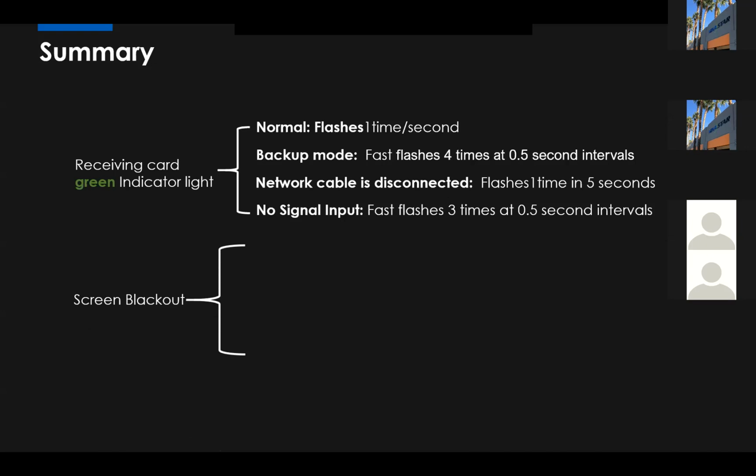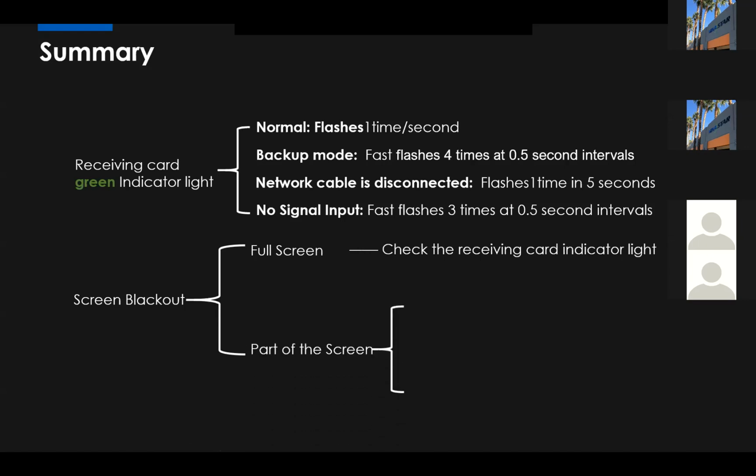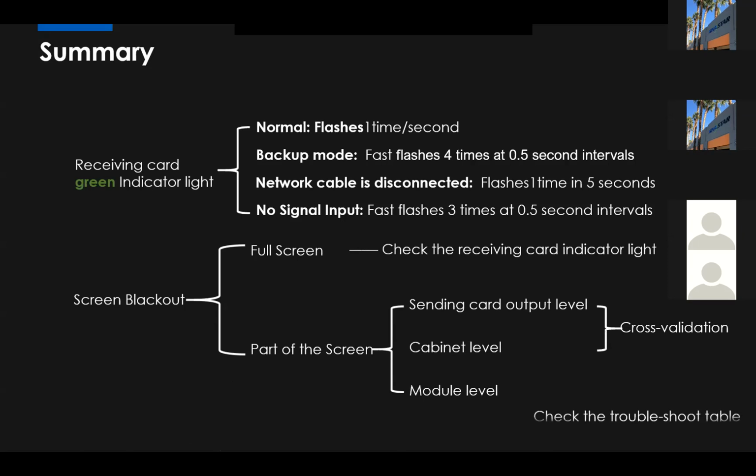And for the full screen blackout, check the receiving card indicator light. And for part of the screen, we need to check the sending card output level and the cabinet level or the module level, and check the troubleshooting table and find the solution. Yes, the troubleshooting table we just showed you.